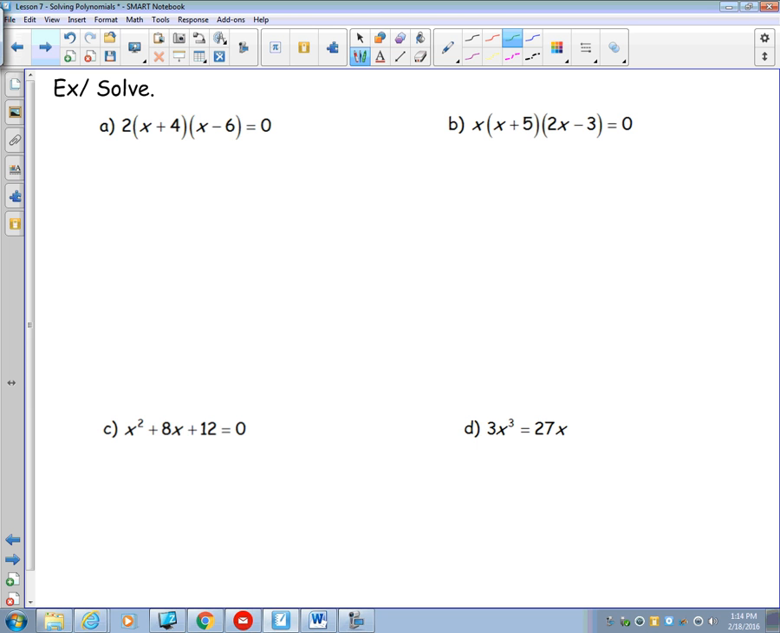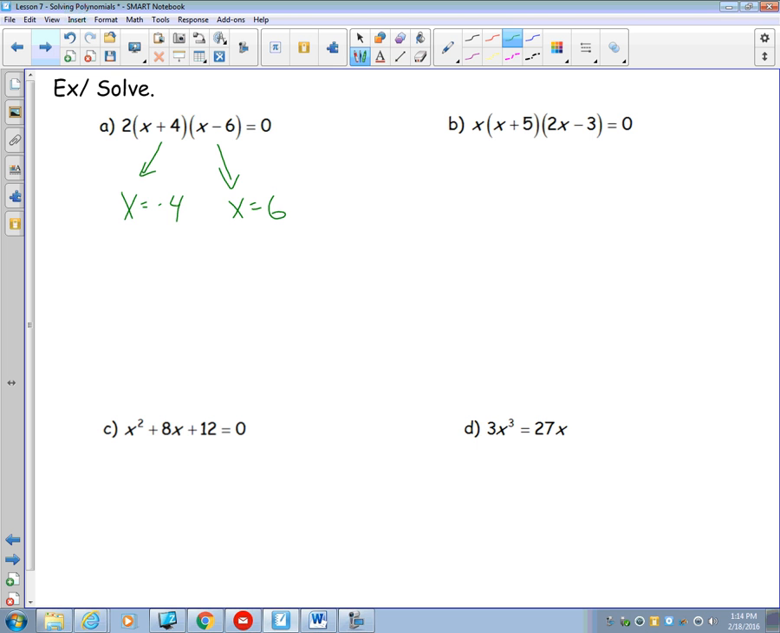So I've got this lovely equation. I want to solve it. We just said a second ago, to solve something means find the zeros. The format that it's sitting in, factored form, allows me to find my zeros very quickly. What are the zeros of this one? Well, x equals -4 and x equals 6.